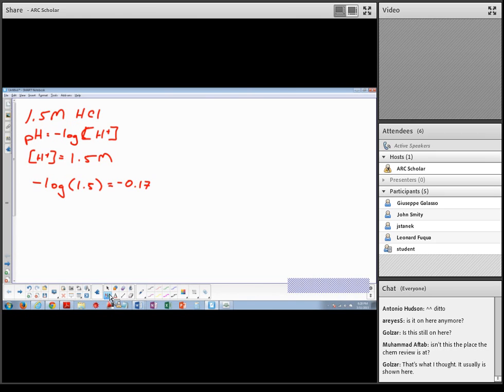One thing that I always remember is that anytime you have a strong acid that's 1 molar, what's the pH of a 1 molar strong acid solution? What's the negative log of 1? 0. So if you have a greater concentration than 1 and it's completely dissociating, you're going to end up with negative pH values. So a negative 0.17 is not out of the realm of possibility.